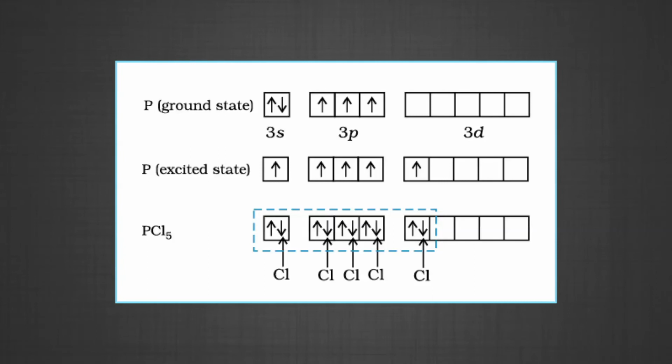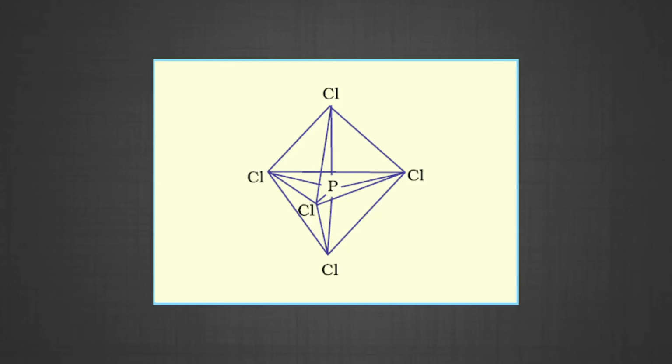The sp3d hybrid orbitals are filled by electron pairs donated by 5 chlorine atoms. Now, the 5 orbitals, that is 1s, 3p and 1d orbital, are available for hybridization to yield a set of 5 sp3d hybrid orbitals, which are directed towards the 5 corners of a trigonal bipyramid as depicted in the figure. The figure shows you the trigonal bipyramidal geometry of the PCl5 molecule.